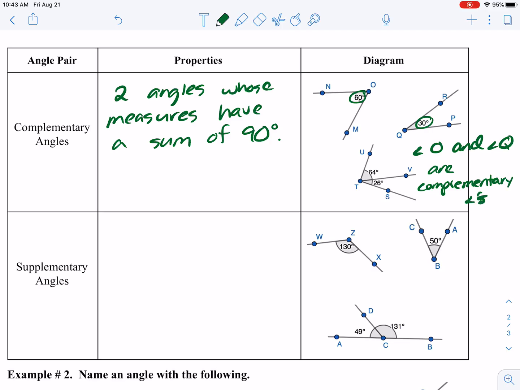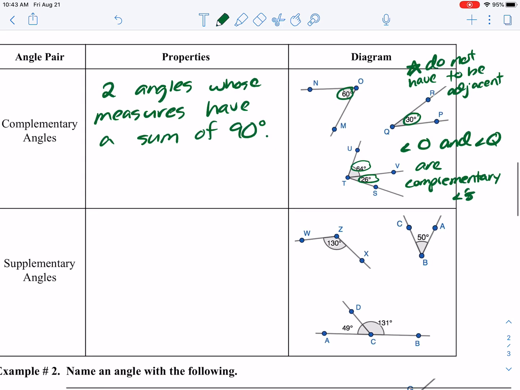And then again, in this example, angle UTV and VTS are complementary angles. They do not, let's make note of this up here, do not have to be adjacent, meaning they don't have to share a side. You see that in the example using angle O and angle Q. They're just two angles whose measures sum to 90 degrees.